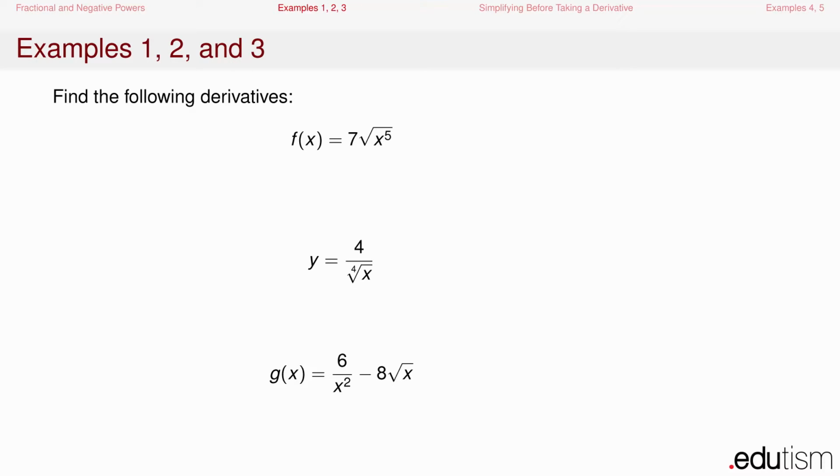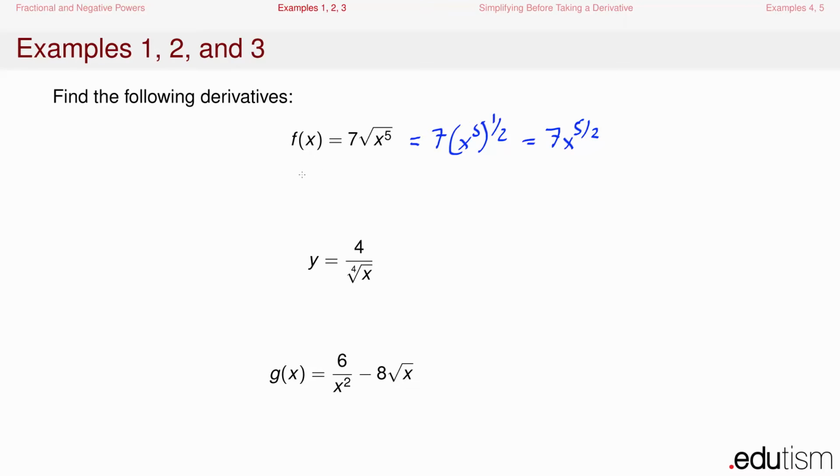Let's use this method to do the derivatives of a number of functions. So suppose here we want to take the derivative of f of x equals 7 square root of x to the fifth. The first step here is to rewrite this as a power function. Well, the square root I can write as a 1/2 power. So we have x to the fifth to the 1/2. We can multiply those powers. This will give you 7x to the 5/2.